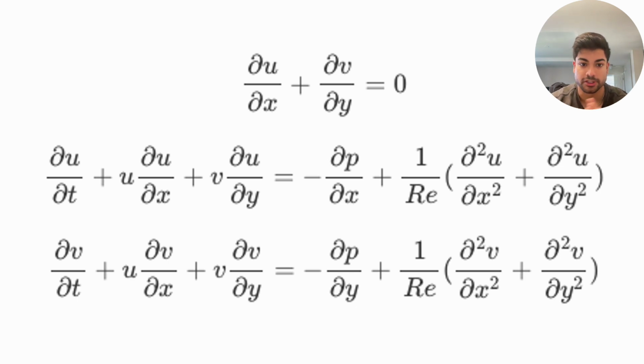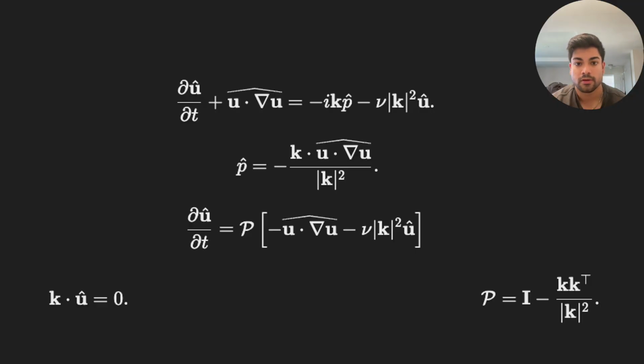We can all appreciate the 2D Navier-Stokes equations. You have the continuity equation and the two momentum equations in the x and y directions. As you can see, this will be Fourier transformed. The Fourier-transformed Navier-Stokes would look something like that, where enforcing incompressibility requires that the transformed velocity is orthogonal to the wave number vectors.